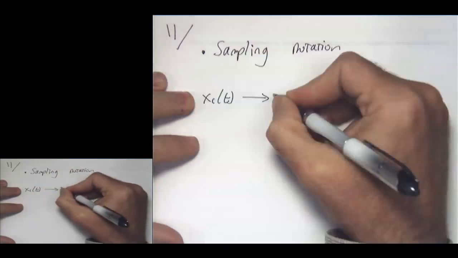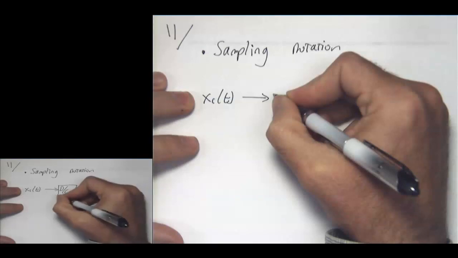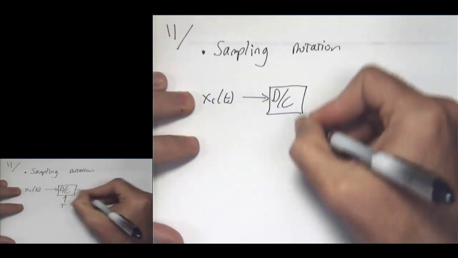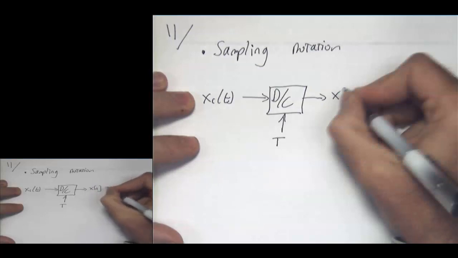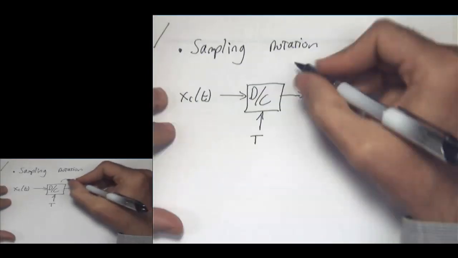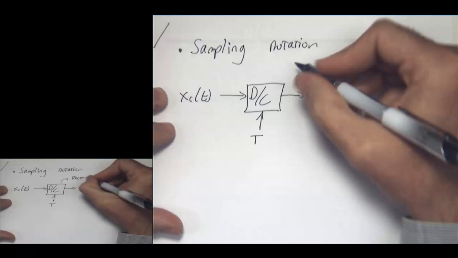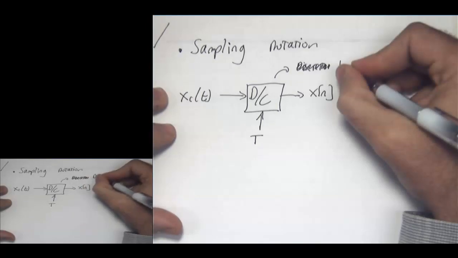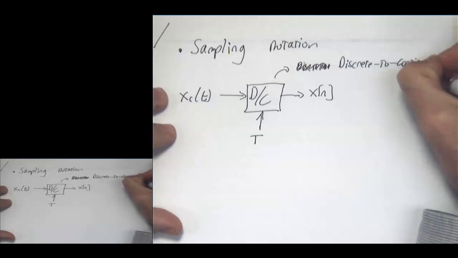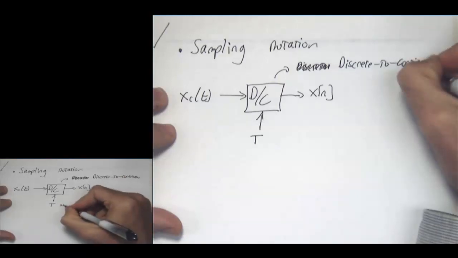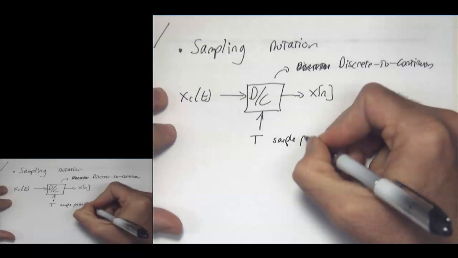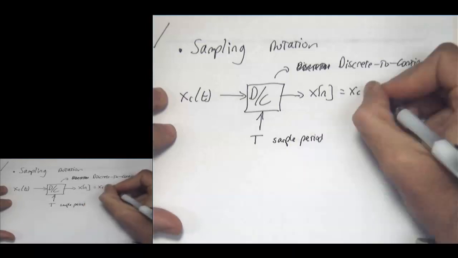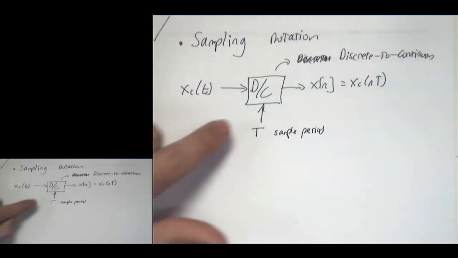It's going to be what's called a discrete to continuous converter operating at some sample period T, producing x of n here. So this D to C is discrete to continuous, and this is the sample period down here. And all this device is doing is just creating this here. So in a lot of our block diagrams, when we want to do sampling, we'll put in this D to C here.